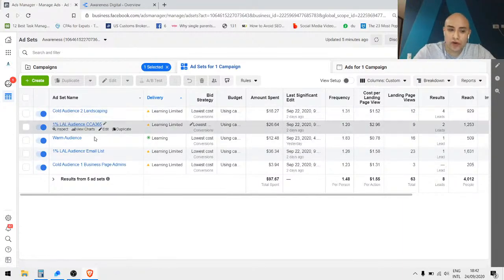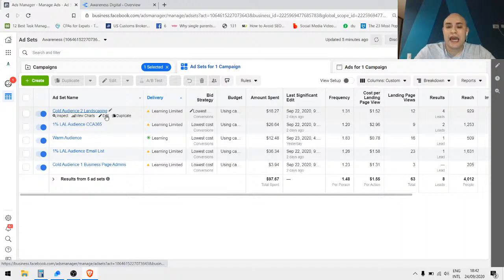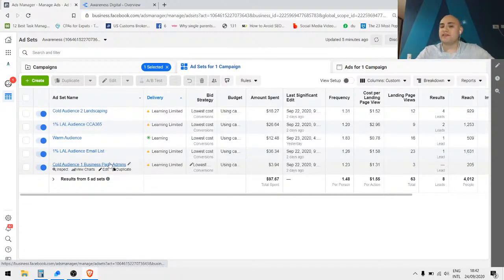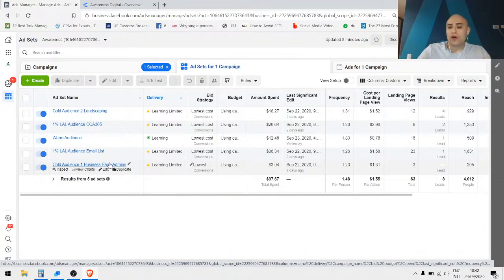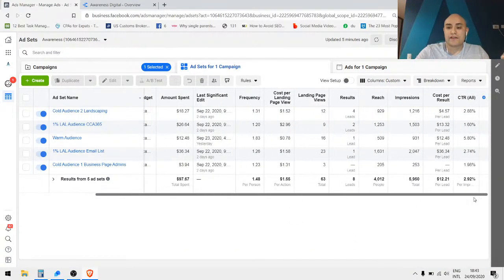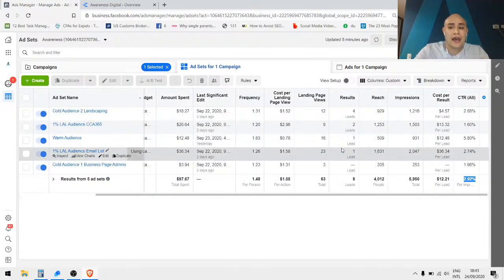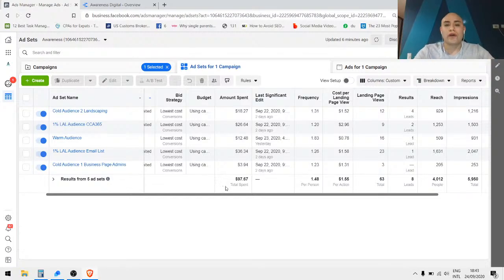And then, we have the 2 cold audiences. We're targeting landscaping, and then we're targeting some people that just are business page admins, right? So we're trying to figure out, over all the clicks and all the reach and stuff, and we've only spent $97, and you look at this type of stuff, or click-through rates, all these types of things. And so that's how you set up the ad set, right?